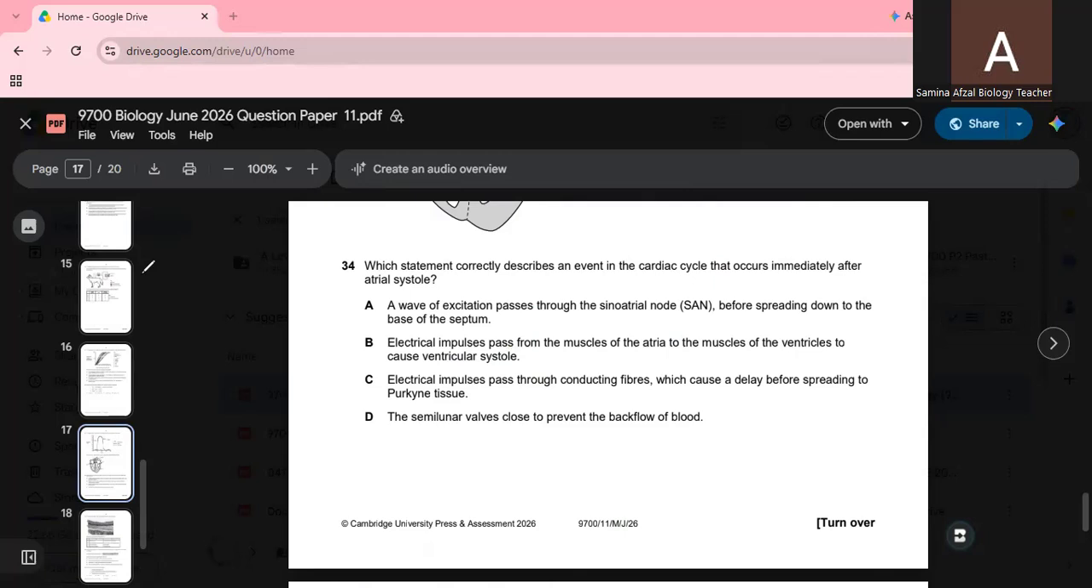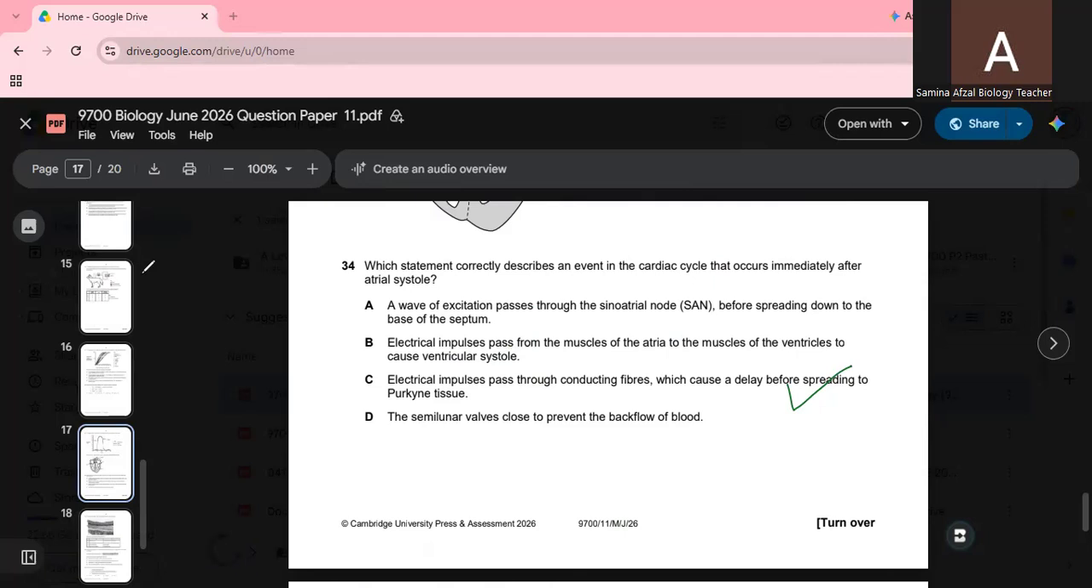So here I would like to go with C, that is, the electrical impulses pass through conducting fibers which cause a delay before spreading to Purkinje tissue. This is the correct option. I would like to explain it. Immediately after atrial systole concludes, the electrical impulse arrives at the atrioventricular junction, the specialized conducting fibers. The AV node introduces a brief delay before transmitting the impulse down to the Purkinje tissue.